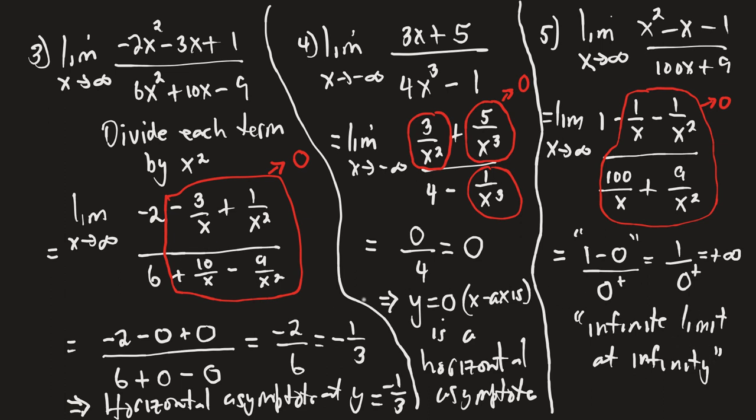So these three examples illustrate the only three possibilities for rational functions. Either the rational function is going to approach a non-zero constant, or it's going to approach zero, or it's going to approach plus or minus infinity, meaning it has an infinite limit.